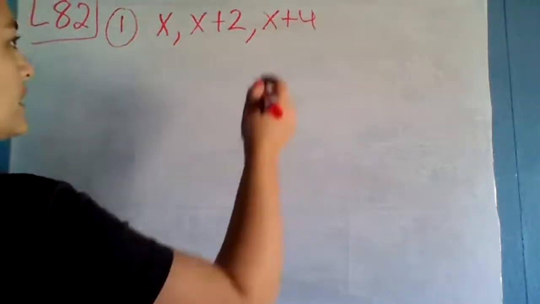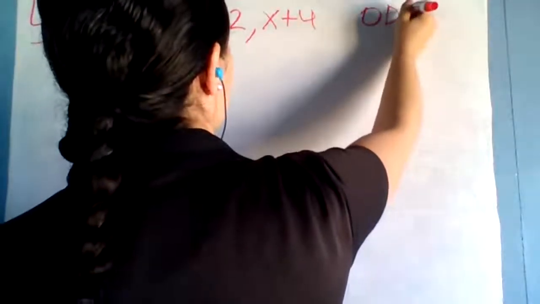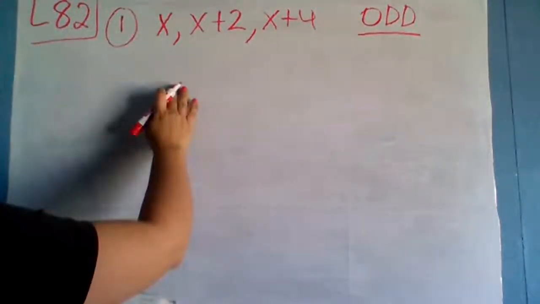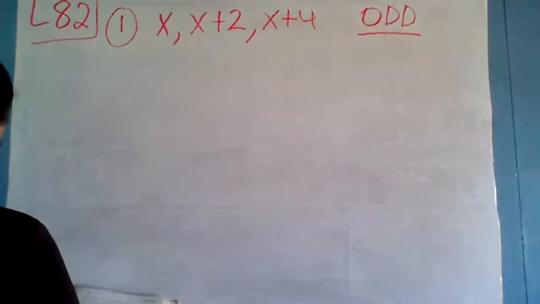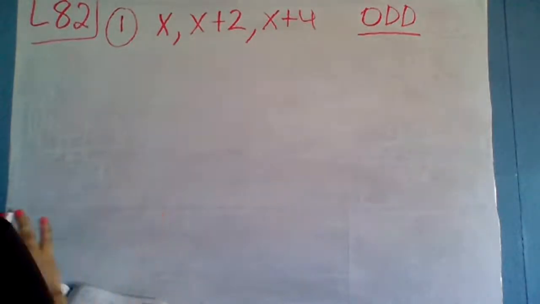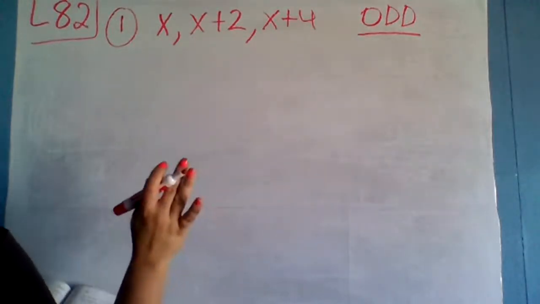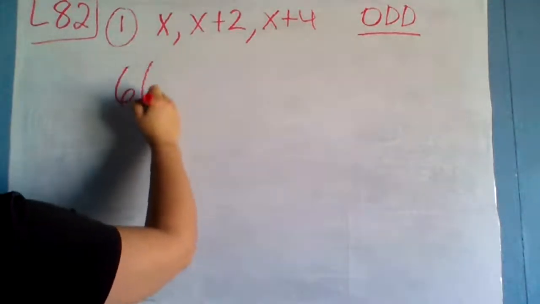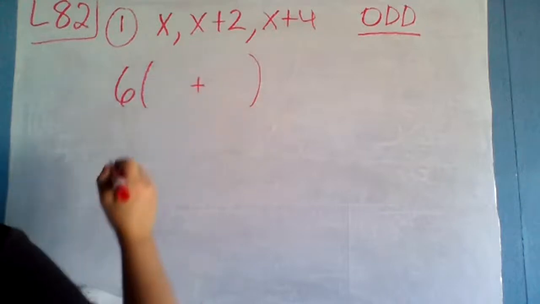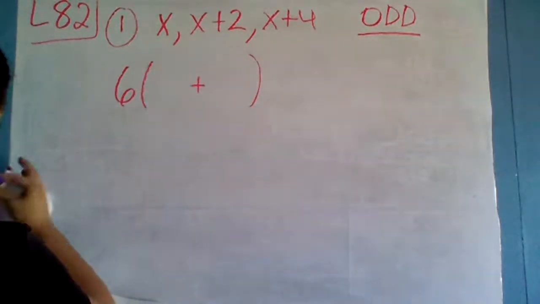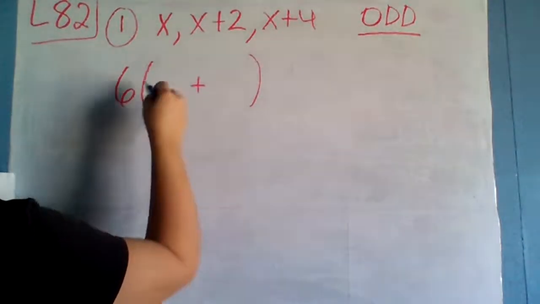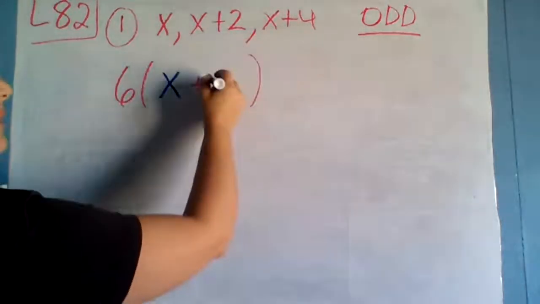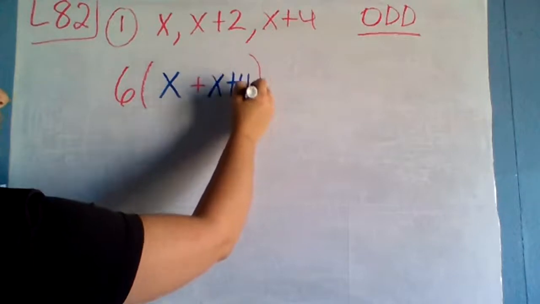So please, even if we want odd integers, please be careful to work with this. Okay, and as I was saying, now the translation is exactly the same, just different numbers. So it says 6 times the sum. The sum of who? Well, it says the sum of the first, and the first is x, and the third is x plus 4.